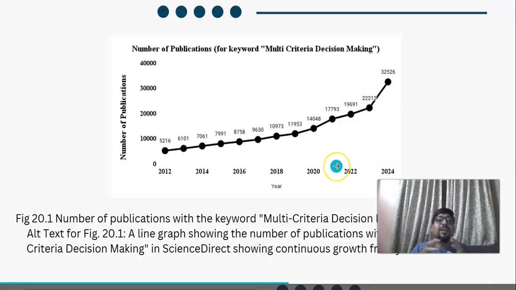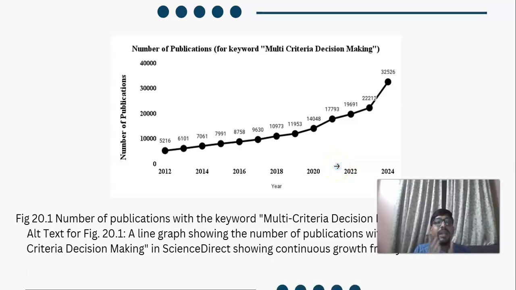So anybody can understand this graph by reading this alt text, right? Basically for a visually impaired person, right? So highest growth rate in 2024 and lowest in 2012, because it is a continuous growth.